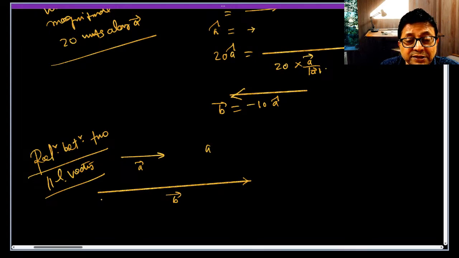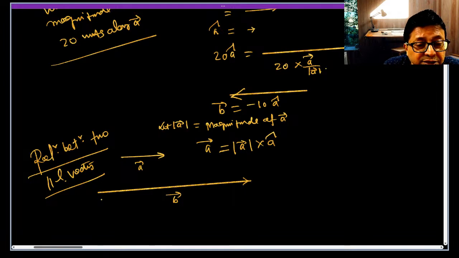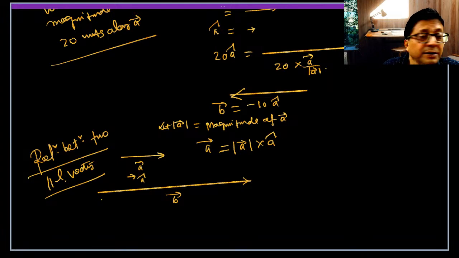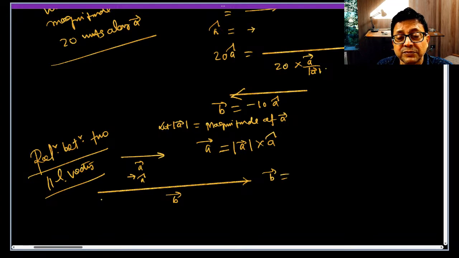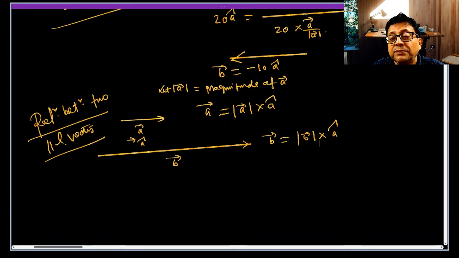You can write vector A this way. Let mod A be the magnitude of A. Then how can you write A? Magnitude of A into A cap. You agree or not? Take a unit vector in this direction, multiply it by the magnitude of A, then you get vector A. B vector will be what? Tell. Magnitude of B into A cap. Clear? So what's the relation between them?